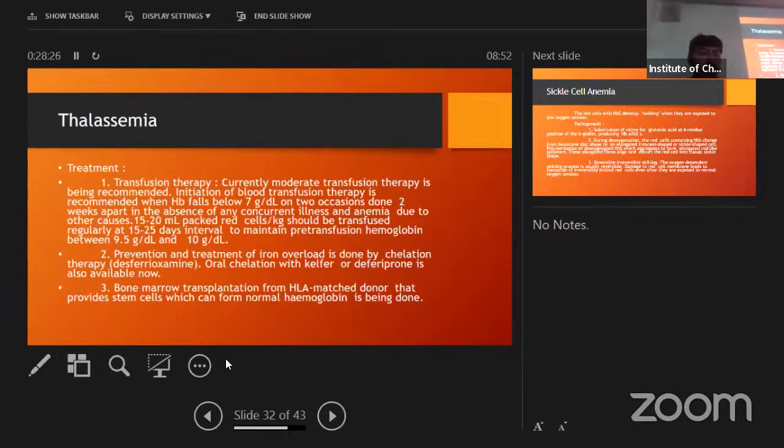Treatment. Currently, moderate transfusion therapy is indicated. 15 to 20 ml packed red cells per kg should be transfused regularly at 15 to 25 day intervals to maintain pre-transfusion hemoglobin between 9.5 gram per dl and 10 gram per dl without any other underlying disorders or cause. Prevention and treatment of iron overload is by desferrioxamine by IV route and oral chelation by deferiprone, and bone marrow transplantation is one of the methods of treatment.